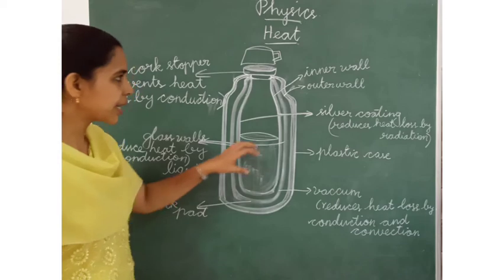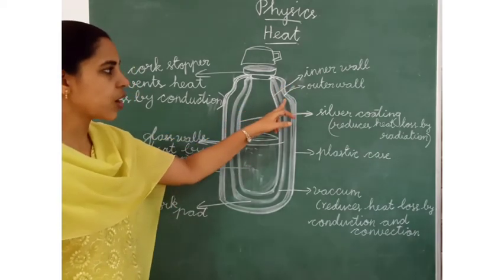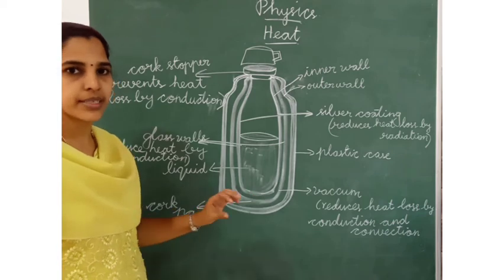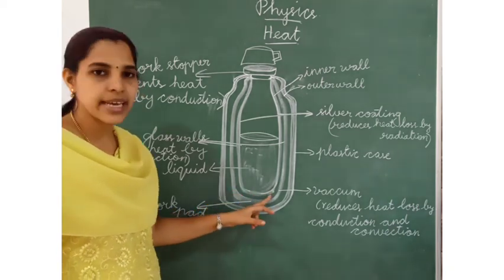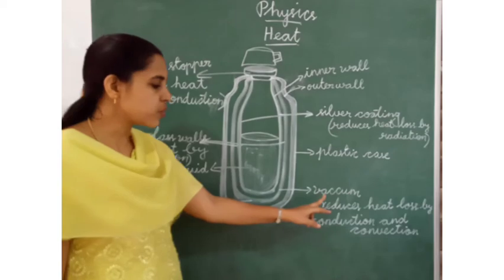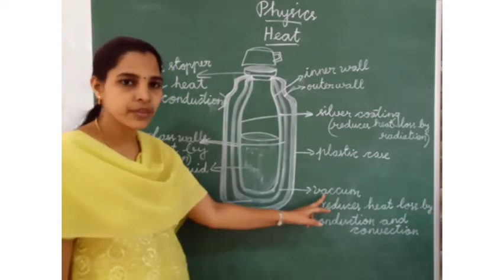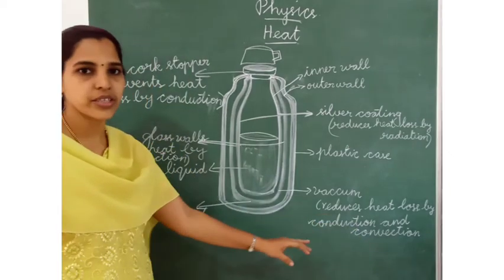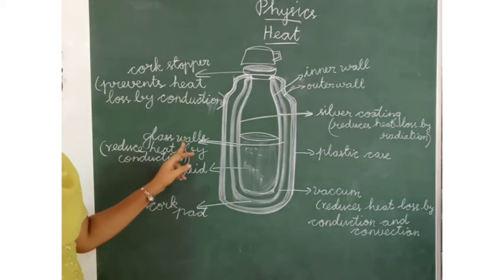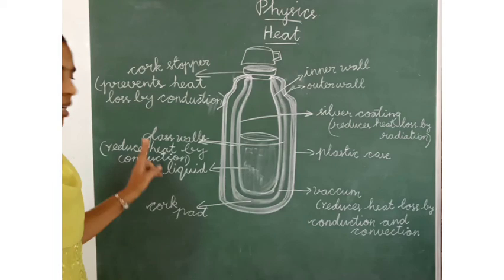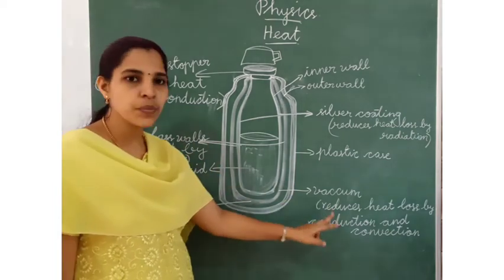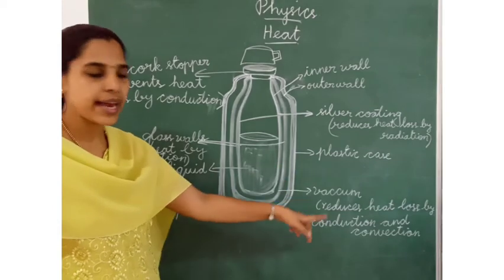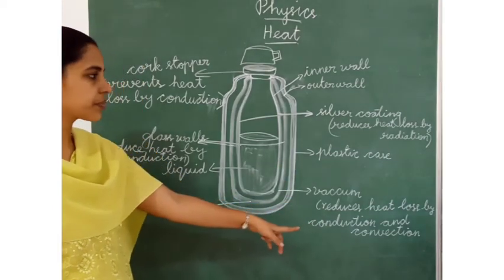Next, in between the inner wall and outer wall, there is a vacuum, or empty place. What is the use of this vacuum? It reduces heat loss by conduction and convection. The glass walls reduce conduction, and the vacuum reduces heat loss by convection and conduction.